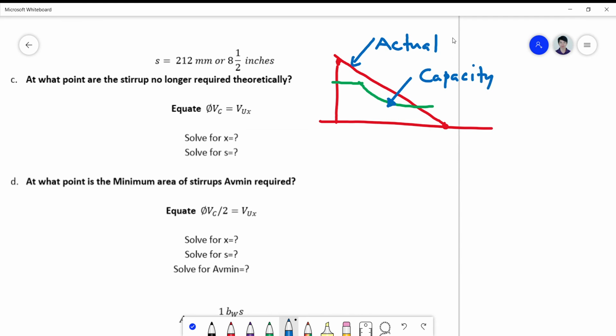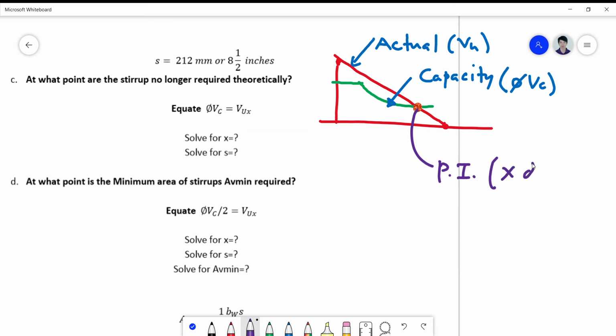Okay, so what's the actual? This is the VU, and this is the phi VC, okay? So the VU and the phi VC has a point of intersection which is located somewhere here. This point of intersection gives us your X distance, which is the theoretical value at which the stirrups are no longer required. So we are now solving for this value from support up to this one.